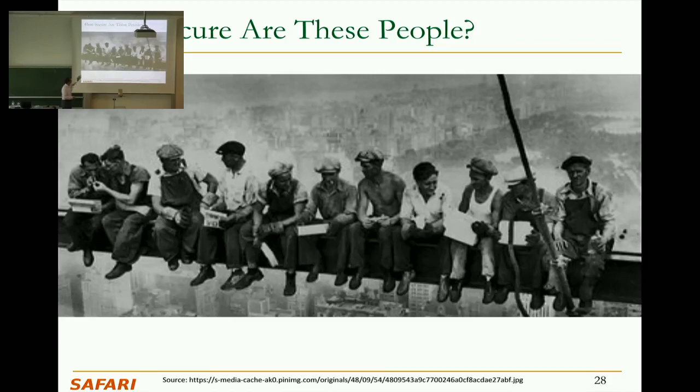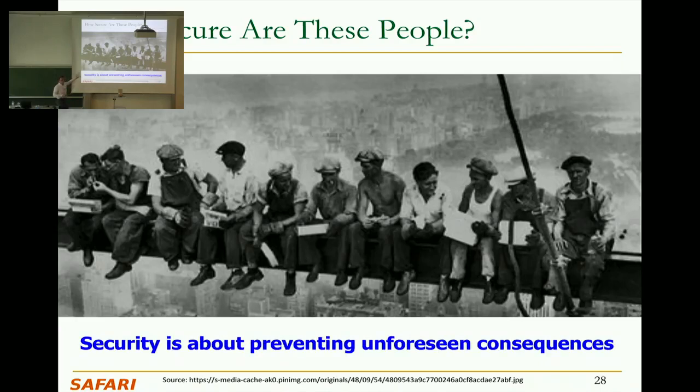These are folks who are constructing Manhattan after the World War. And these folks are very happy right now. But if the bit flip happens in the infrastructure that they're on, all bets are off again, right? They will not be very happy soon. So I use these pictures to motivate DRAM scaling issues. And I conclude with this one, saying security is about preventing unforeseen consequences.